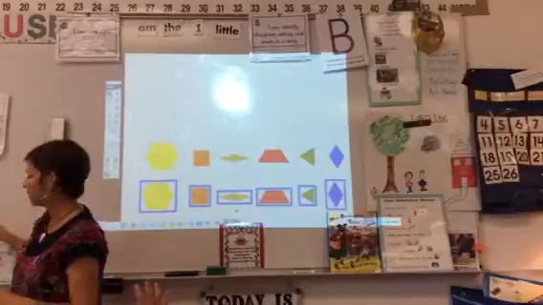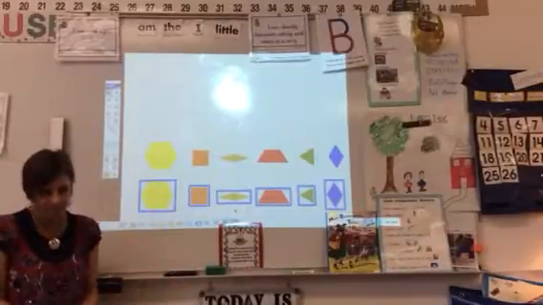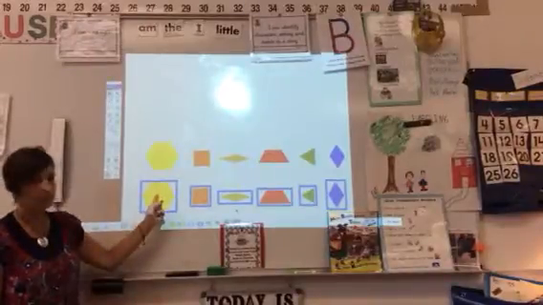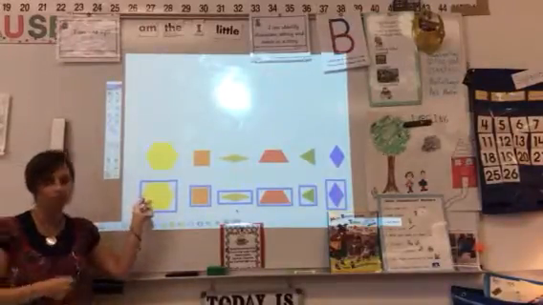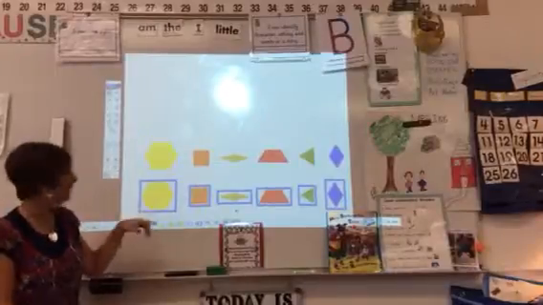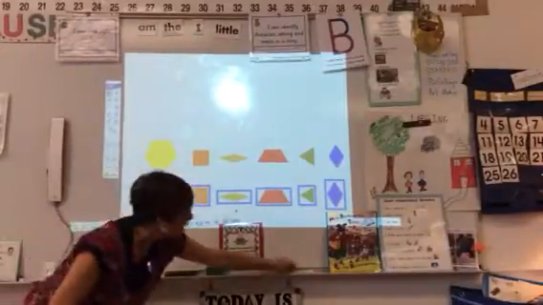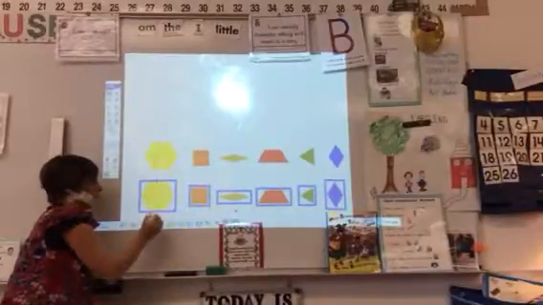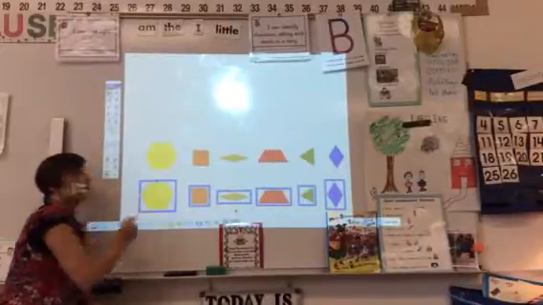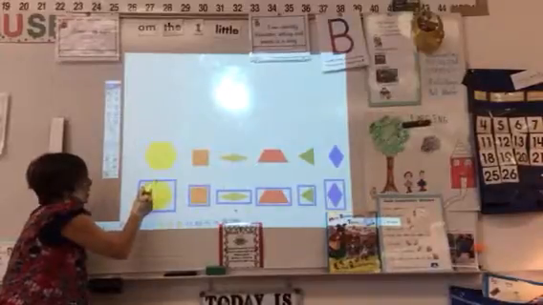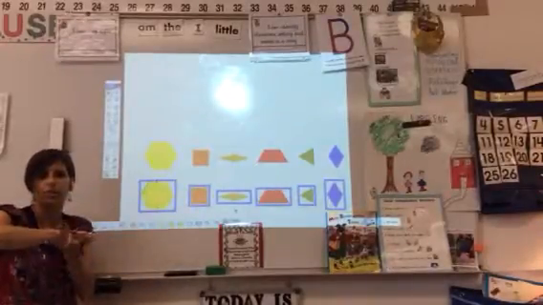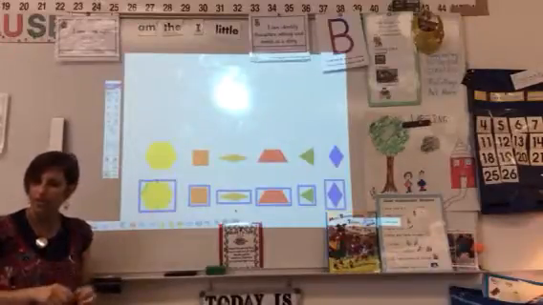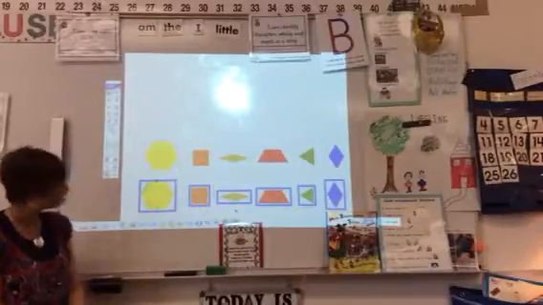Okay, so what did your partner say? The hexagon has 6 sides. Let's check that out. Let's count them. So here we go. 1, 2, 3, 4, 5, 6. He's right. Here's a side. We talked about what makes a side. It has to be 1, 2, 3, tell me. Flat. Nice job. Good remembering. What else did your partner and you talk about?